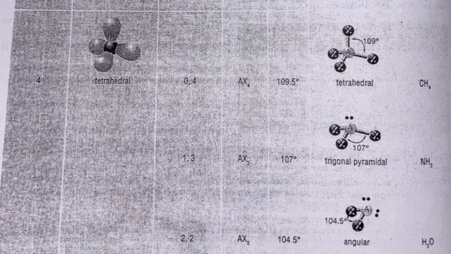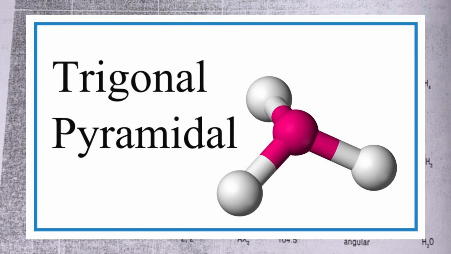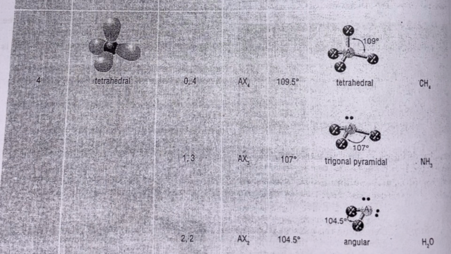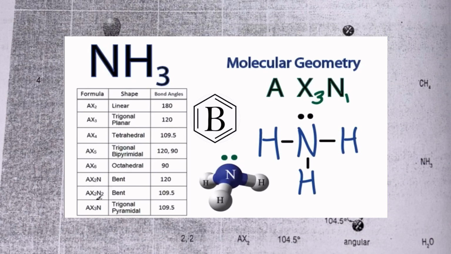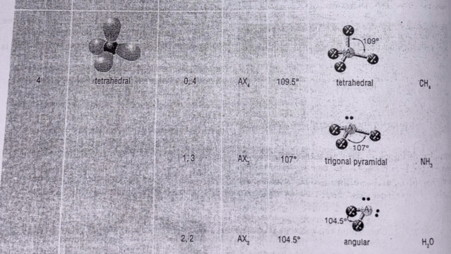Replacing one bonding pair with a lone pair results in trigonal pyramidal geometry under tetrahedral, again with 4 electron groups. The formula is AX3E and the bond angle is approximately 107 degrees. Ammonia, NH3, demonstrates this. It has one lone pair and 3 bonding pairs. The bond angle is 107 degrees. Nitrogen, the central atom, has one lone pair and is bonded to 3 hydrogen atoms, creating a trigonal pyramidal shape.